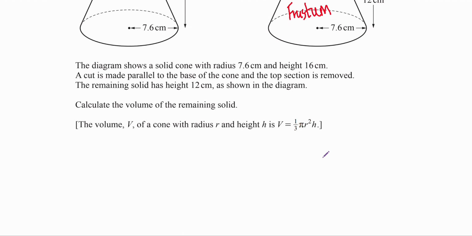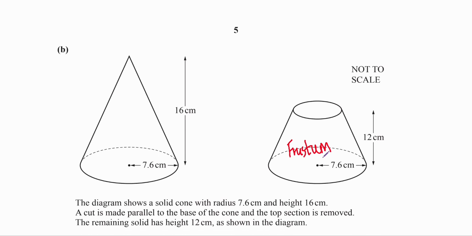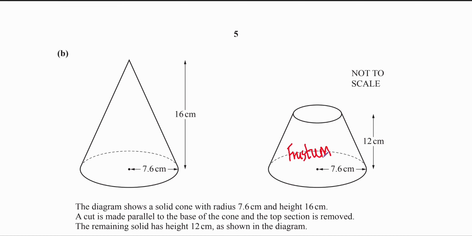So let's think about it. This cone that was removed, what does it look like? Well, if you try to reconnect, it looks something like that, right? And if this is 12 and this whole thing is 16, that means this height right here is 4. Do we agree? Because 12 plus 4 would give us 16. So that height is 4.